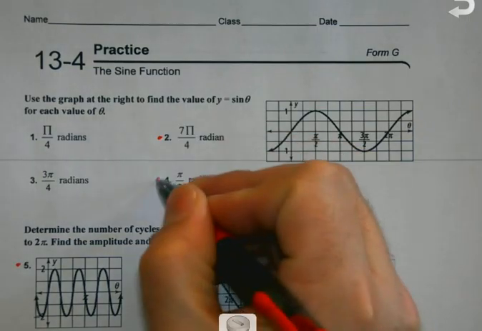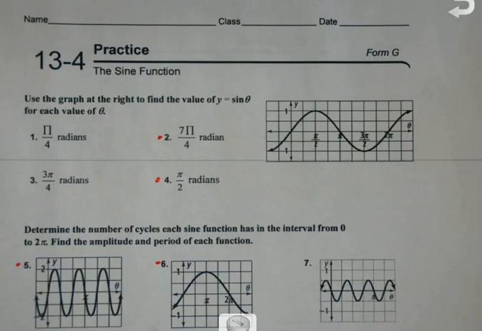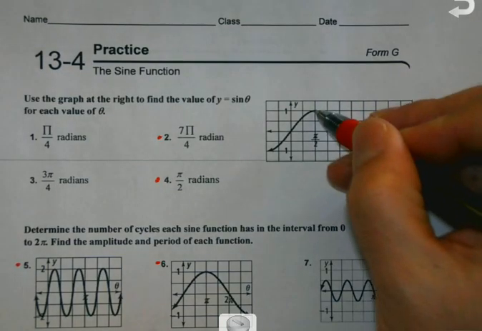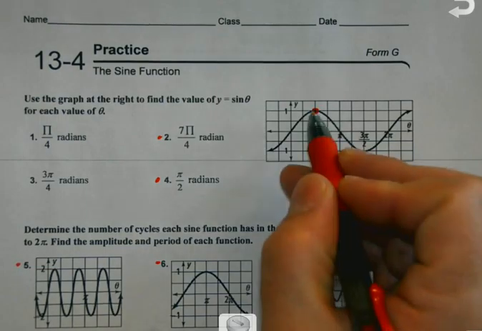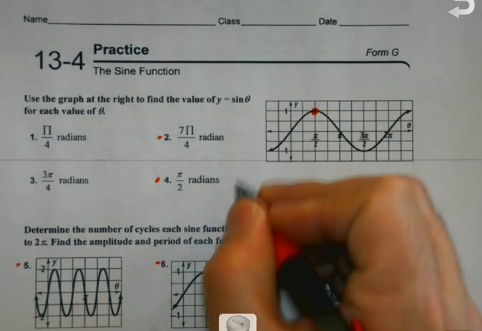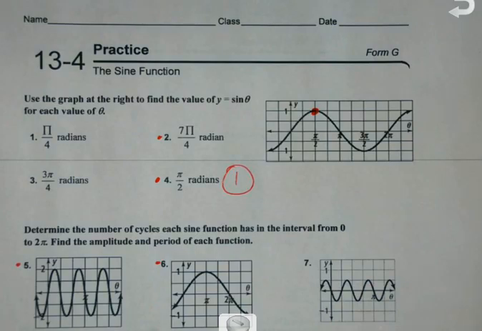Because number 4, pi over 2, I'm like, oh, pi over 2. Oh, it's this point right here. So it's basically asking me what's the y value at pi over 2. And I come over here. I'm like, oh, it's 1. Okay, that was easy. I like that. But not all of them come through quite that simply.